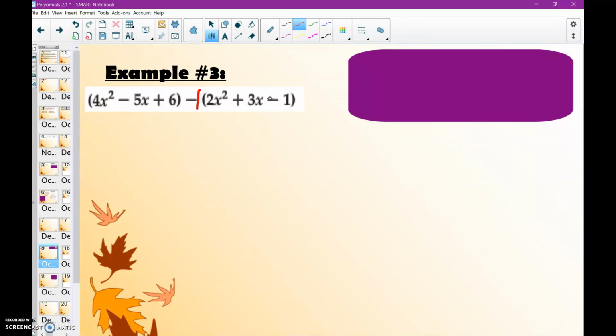10 times negative 1 is negative 10. 100 times negative 1 is negative 100. Negative 5 times negative 1 is positive 5. So every time I multiply something by a negative, it changes the signs.